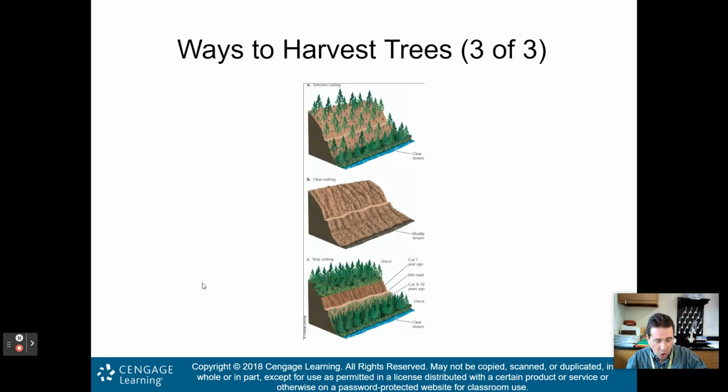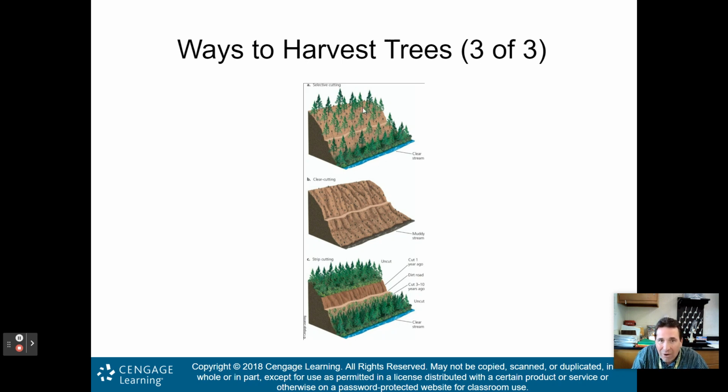All right, this shows us the three major ways to harvest trees. So the first is called selective cutting. Obviously, from an ecological standpoint, selective cutting is the best way to go. You go out there, you select individual trees that are old enough, you cut them down, but you leave most of the forest intact so that you don't have creatures.